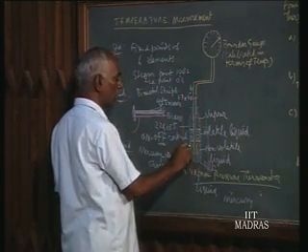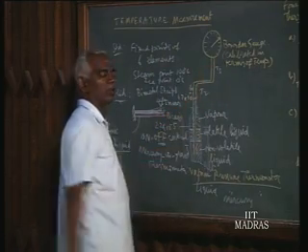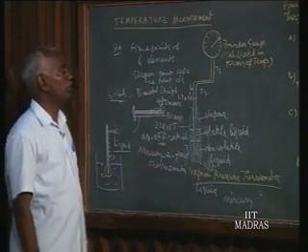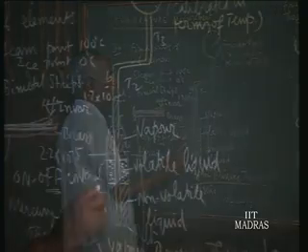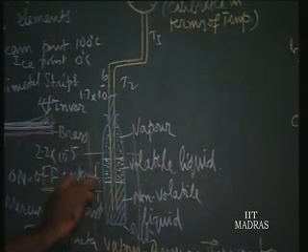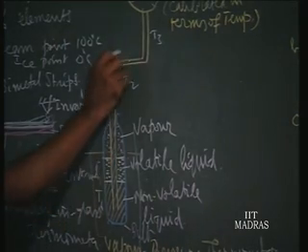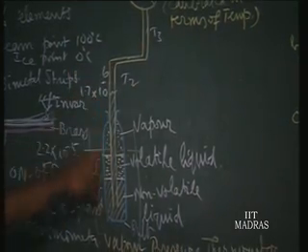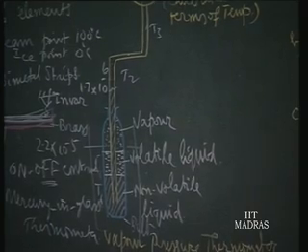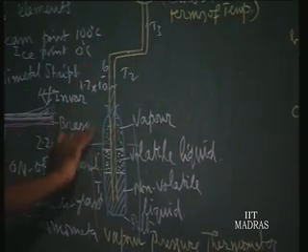So this may be T1, and here if you have T2 and T3, all these temperatures will contribute towards the pressure of the liquid. Whereas in a vapor pressure thermometer, the temperature of the free surface of the volatile liquid alone decides the pressure of the vapor. Any other temperature in between will not affect the vapor pressure, because the vapor is little compressible.